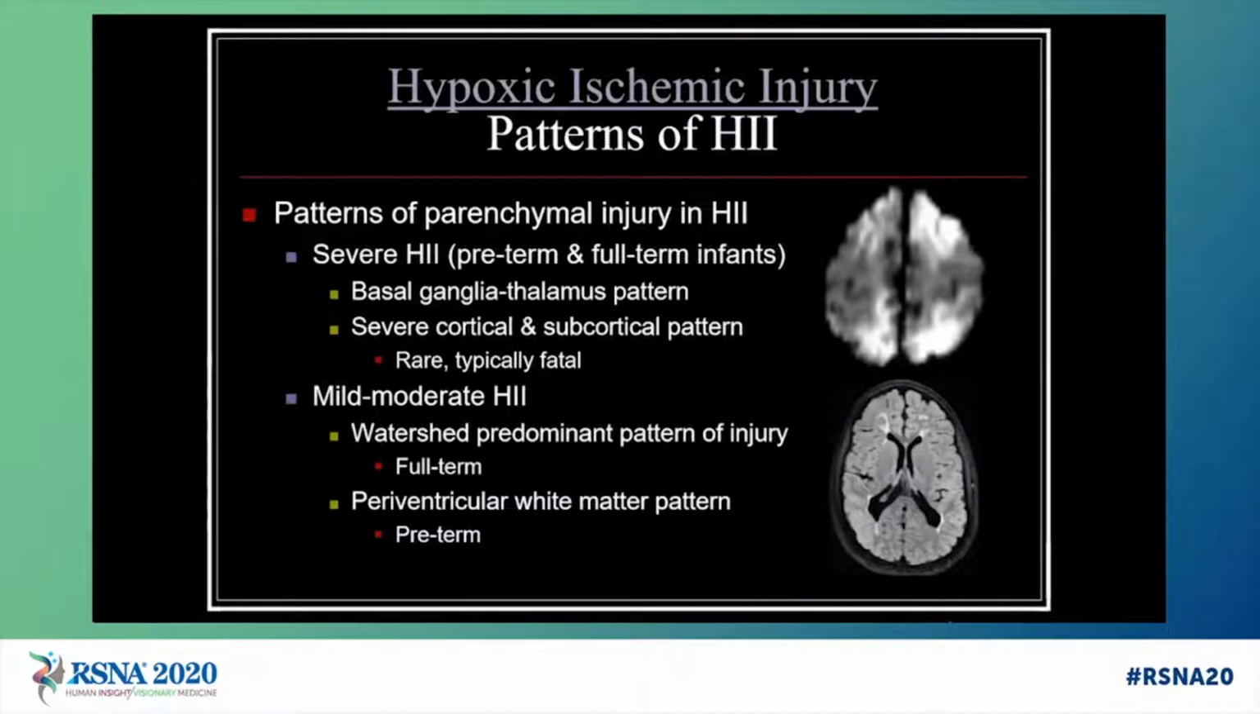So in terms of the patterns of hypoxic ischemic injury, if you have severe hypoxic ischemic injury in term or preterm infants, we typically see the basal ganglia thalamic pattern. When you have mild to moderate hypoxic ischemic injury, the pattern of injury depends upon the gestational age of the patient. So in full-term infants, we'll see a watershed predominant pattern of injury, similar to what we see in adults. In preterm infants, we're going to see a periventricular white matter pattern of injury.